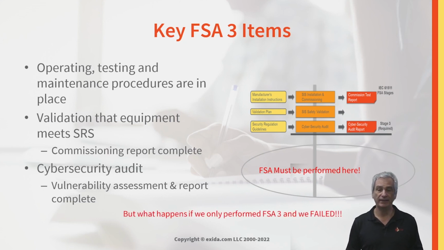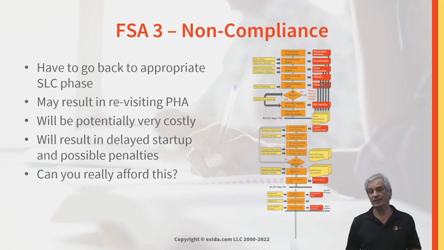But what happens if it fails? Because if this is the first one that we do, we may have had problems with the earlier phases that we didn't pick up because we didn't do the FSA 1 and we didn't do the FSA 2, but now we found them in FSA 3. So this means then that we would have to do an analysis of what that failure was and then go back to the relevant phase. This of course can result in potential costly delays. Also potential penalties if you're the engineering company and you've failed to meet the requirement for starting up by a certain date. So again, can you really afford this?